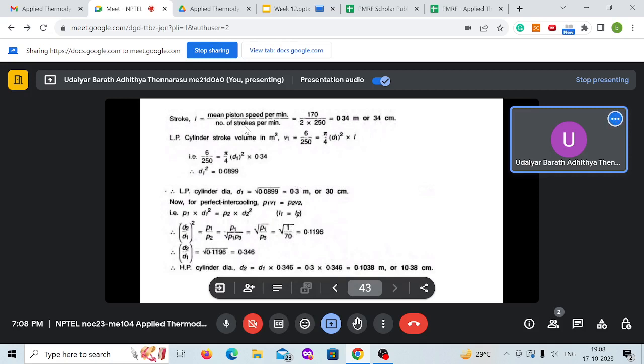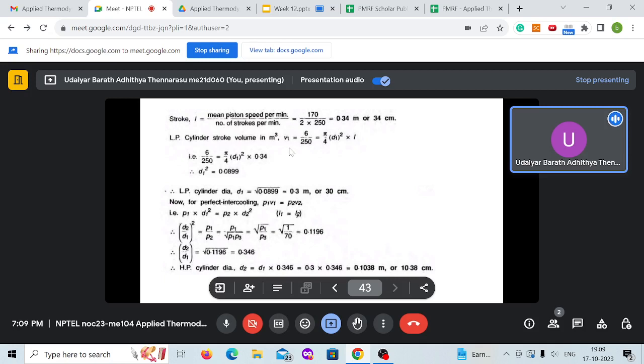So next, we need to find out the stroke. The mean piston speed is 2 into stroke into speed of rotation. So the stroke is the mean piston speed, 170 meter per minute, divided by 2 into 250 rpm. So this will come out to be 34 centimeter or 0.34 meter.